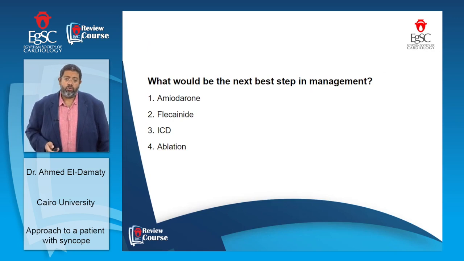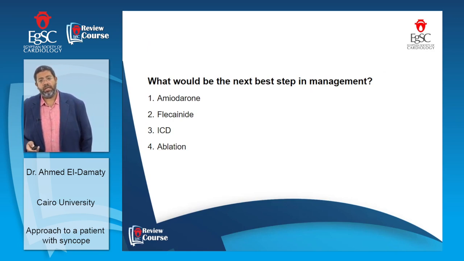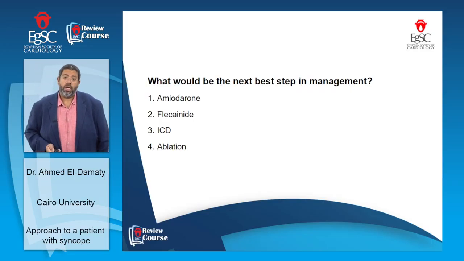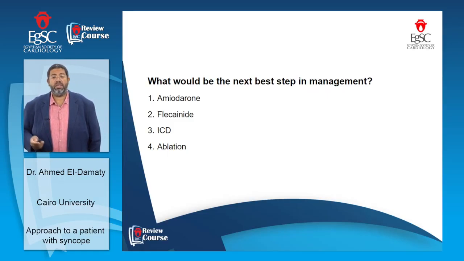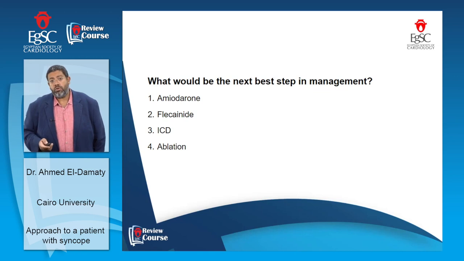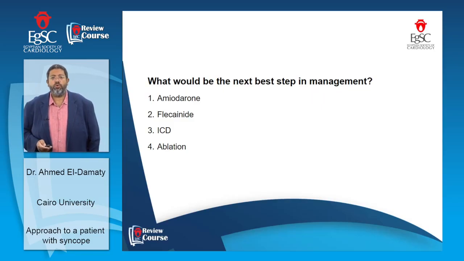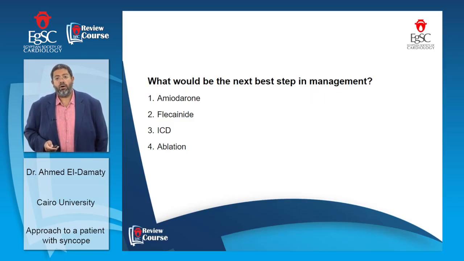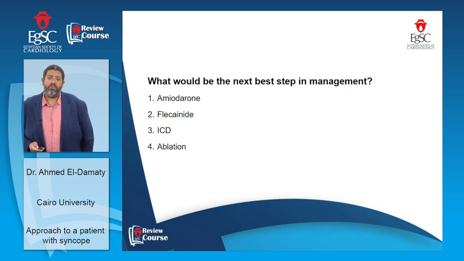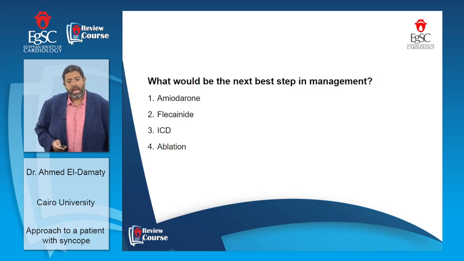Would you give him amiodarone, flecainide, put in an ICD, or offer him an ablation procedure? We all know that ICDs are the only treatment modality that would offer a mortality benefit in this group of patients. Amiodarone can control the symptoms, ablation can control the episodes of tachycardia, but none of them has proven benefit on mortality in the long term. Definitely, flecainide is a drug that is totally contraindicated based on the CAST study.